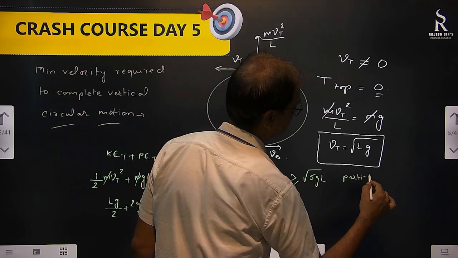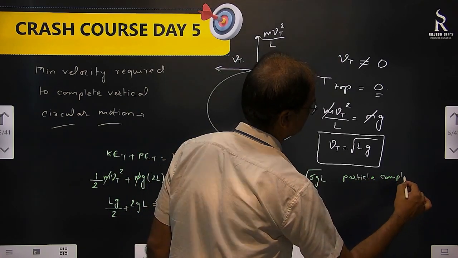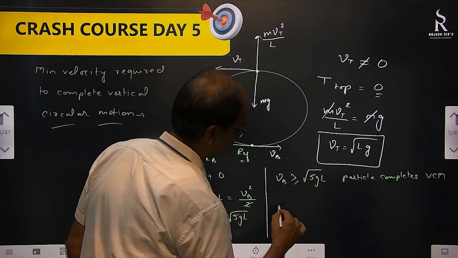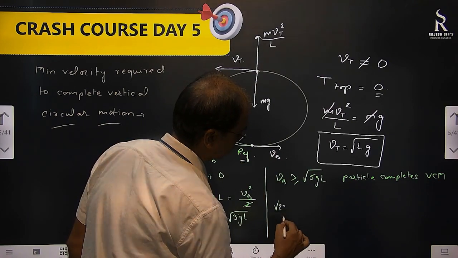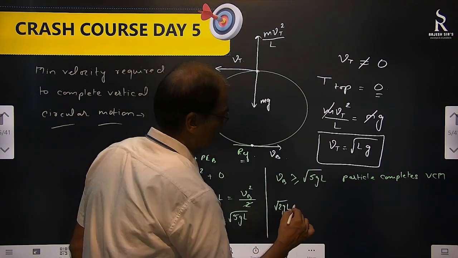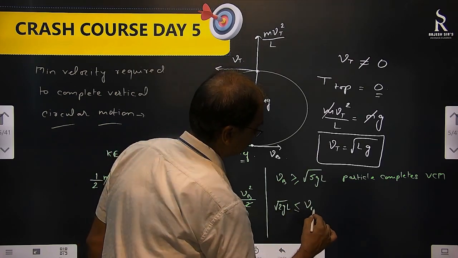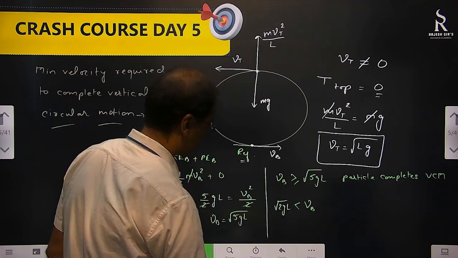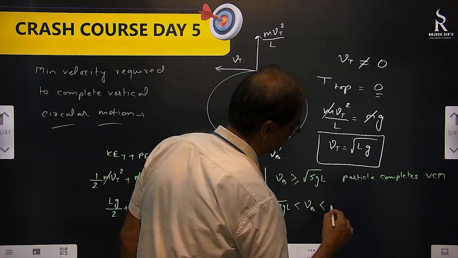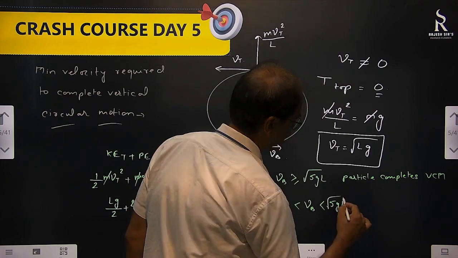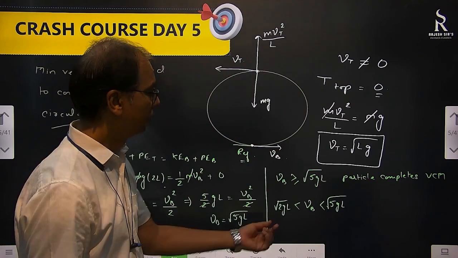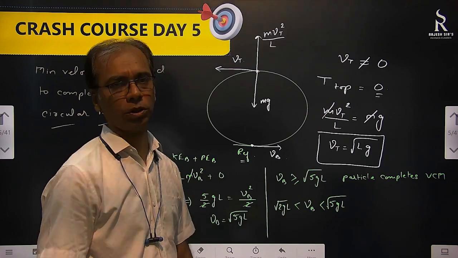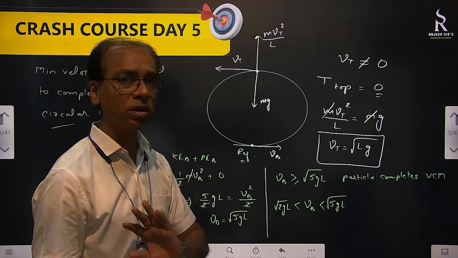Particle completes vertical circular motion. Vb is greater than root 2gL but less than root 5gL. Okay, Vb is less than root 5gL but greater than root 2gL. It will do vertical circular motion but not complete.